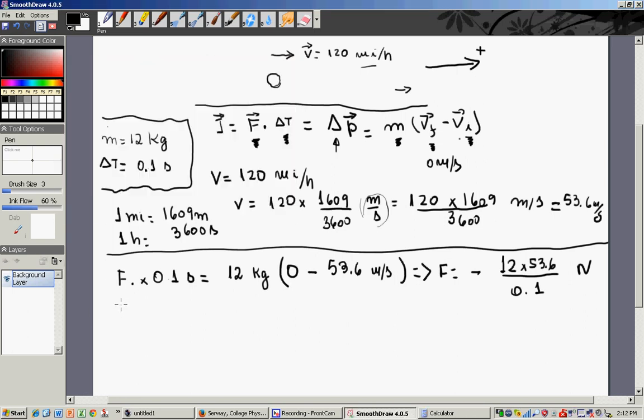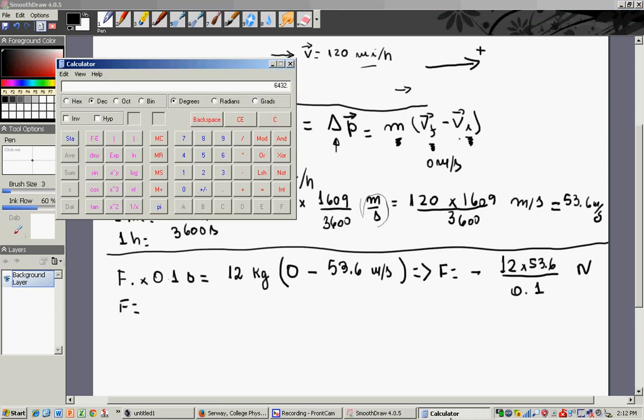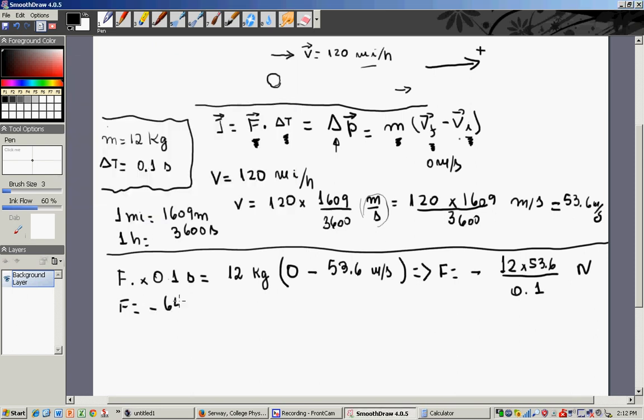So the force is equal to, bring my calculator here, 6432, negative 6432 newtons. So force is a vector, and this negative sign right here is telling you the force that is being applied on the boy, the child, is a force that goes in the opposite direction.